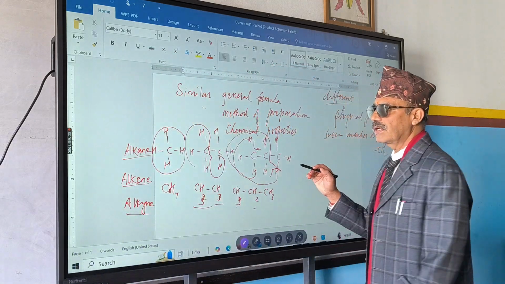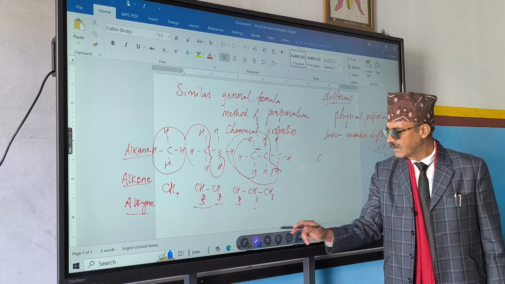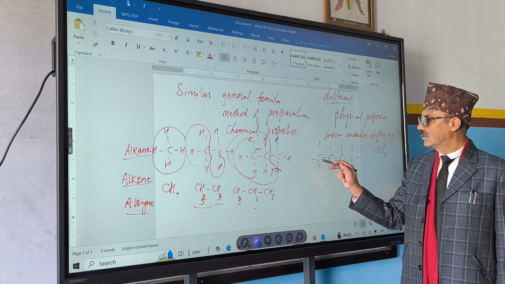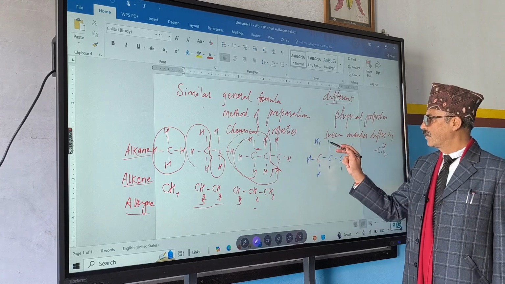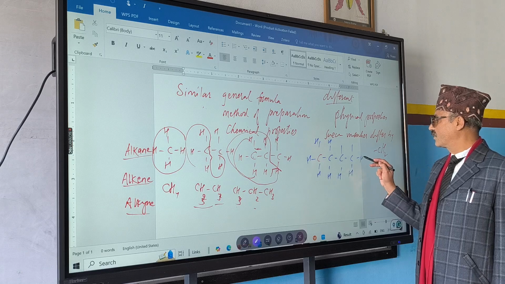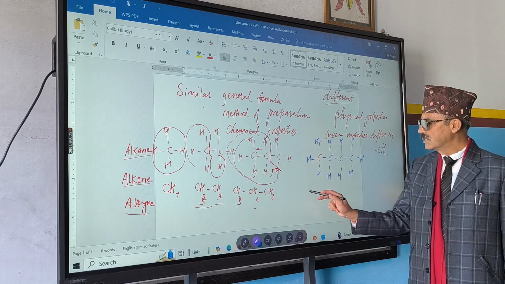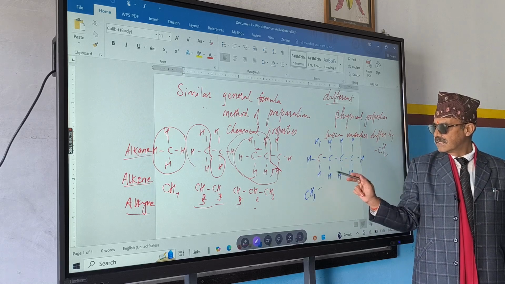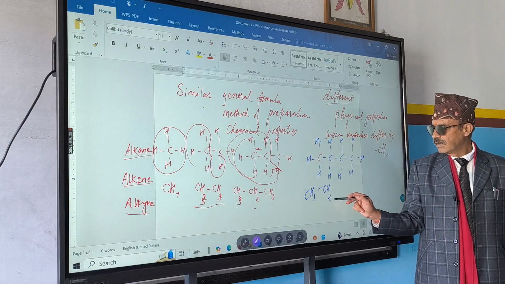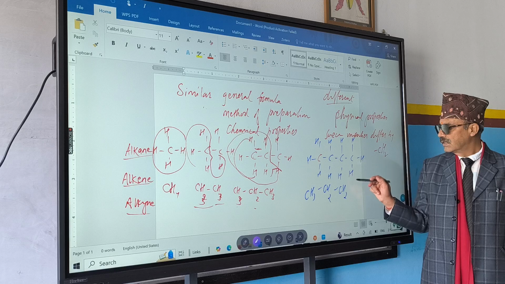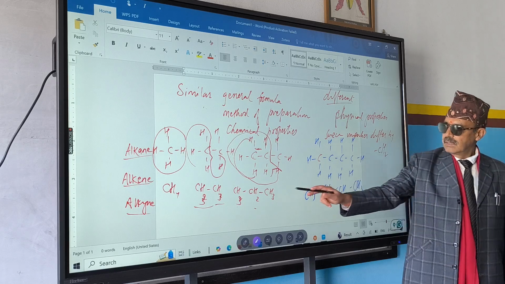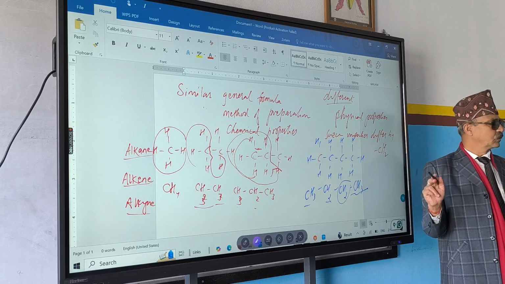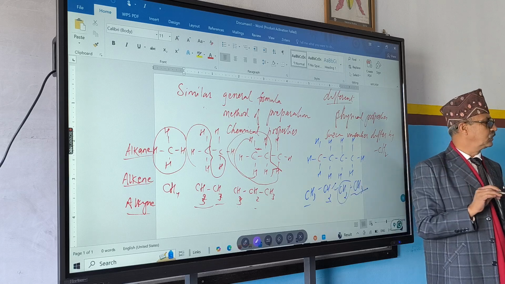Next one, in propane, let's write propane. CCC. What is the condensed formula of it? Do you know? First, what to write? CH3. Now, what is here? CH2. Next one? CH3. In the earlier one, CH3, CH2, CH3 was there. What is extra? CH2. So, in successive members, it differs by CH2.